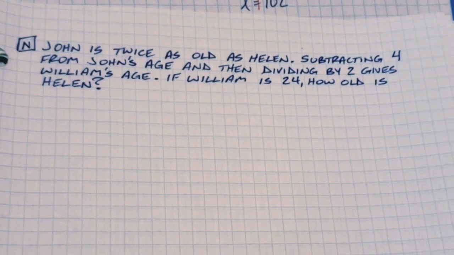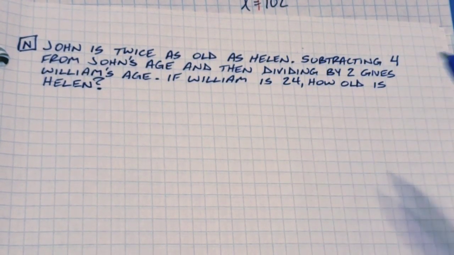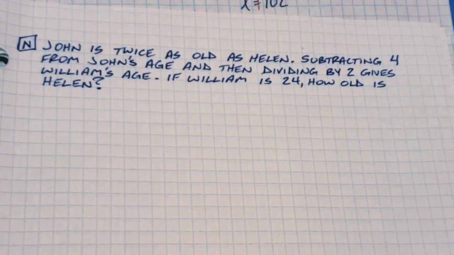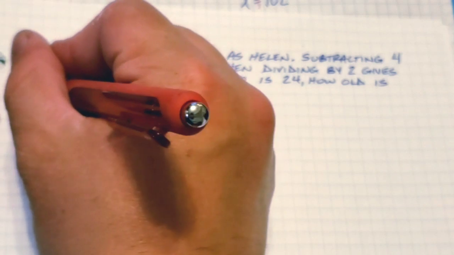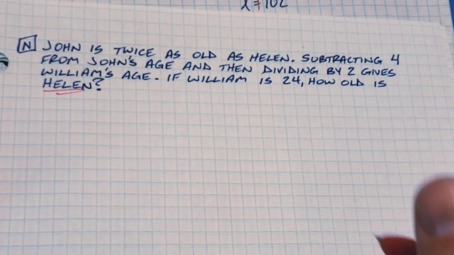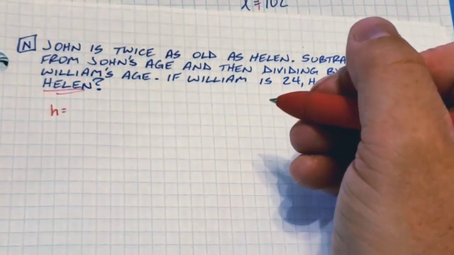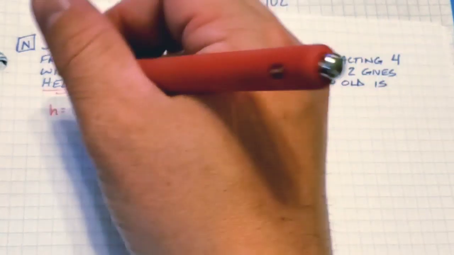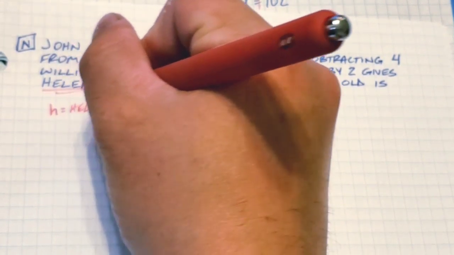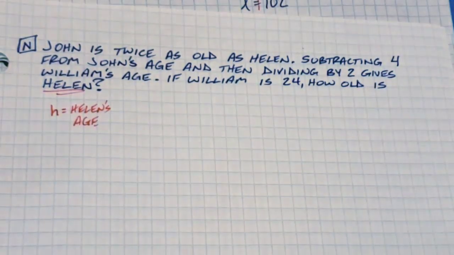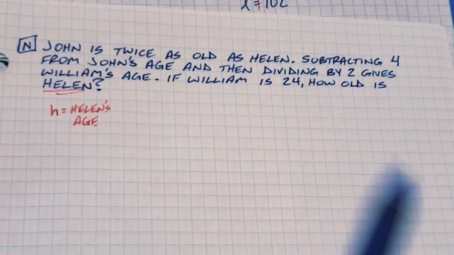All right, let's get you on the screen. There you go. John is twice as old as Helen. Subtracting 4 from John's age and then dividing by 2 gives you William's age. If William is 24, how old is Helen? So let's define our variable. We're looking for Helen's age. So H, you can use whatever variable you want. All right, I'm going to use an H. H is Helen's age. All right, and then let's go back through and look at where that H goes.